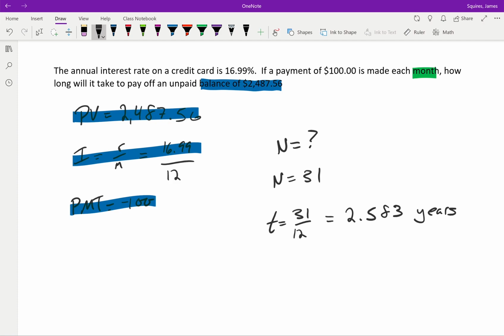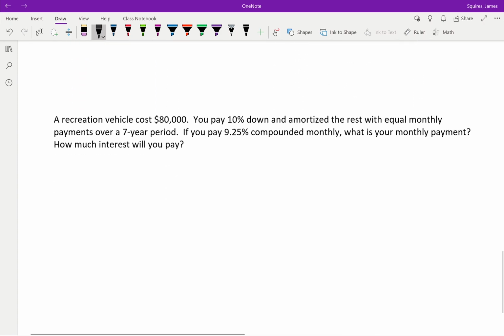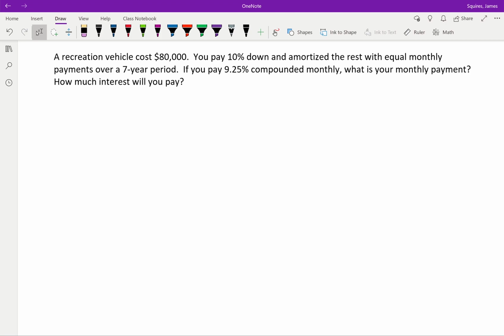All right, let's do one more example. A recreation vehicle costs 80 grand. You pay 10% down and amortize the rest with equal monthly payments over 7 years. If you pay 9.25% compounded monthly, what is your monthly payment? And we want to know how much interest you will pay.